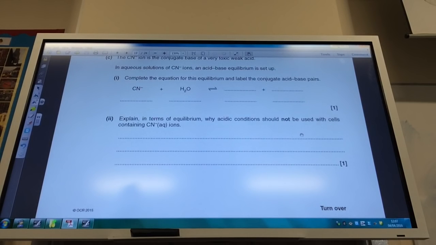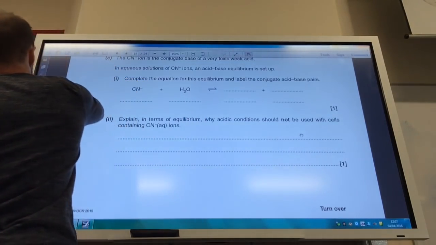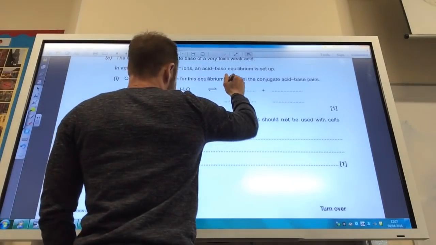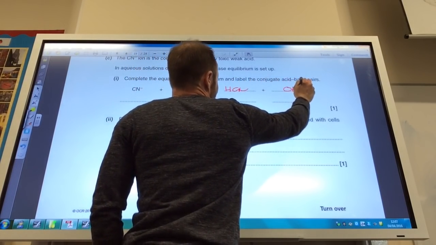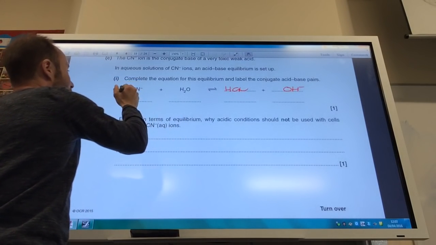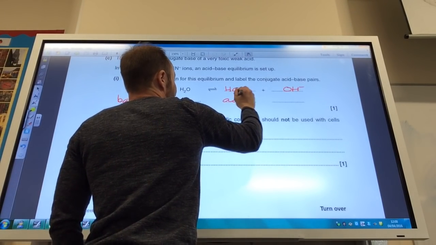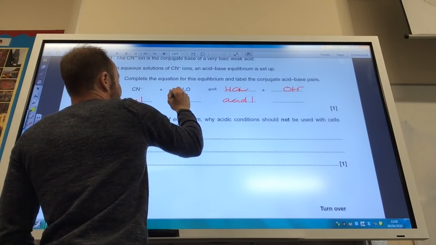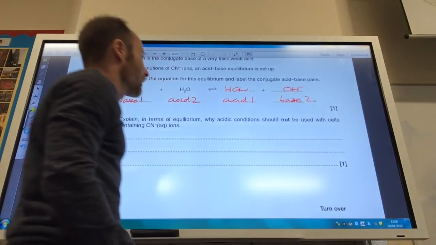Okay, so we're now looking at the cyanide ion. In aqueous solution, cyanide ion and an acid-base equilibrium is set up. Complete the equation for this. So, cyanide is going to act as a base here, isn't it? It can't act as an acid, it hasn't got any hydrogens. So, it is going to make HCN, which means water becomes hydroxide. If we label this one up, it is base 1, which means this must be acid 1, which means this must be acid 2, and this would be base 2, like so.